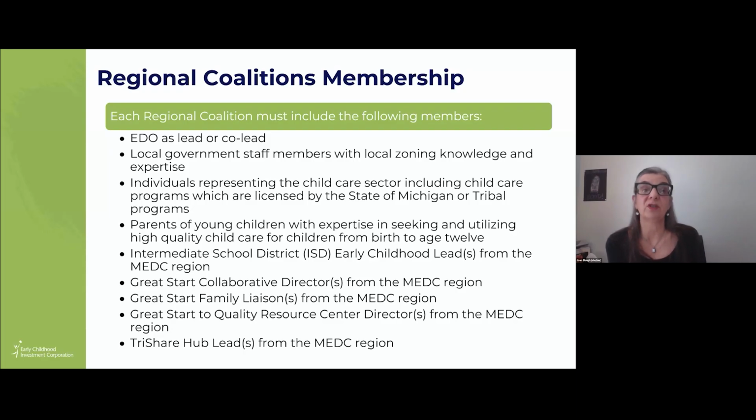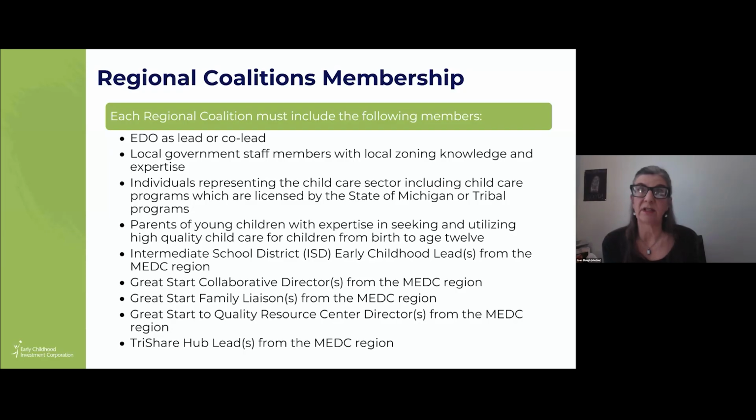Additional required members are local government staff members with zoning knowledge and expertise, because there remains work to be done to align local zoning and land use with expansion of childcare in most communities. We made really great progress in the planning period, but there is more to do. Each regional coalition will also include individuals representing the childcare sector, including childcare programs which are licensed by the state of Michigan, or tribal programs.